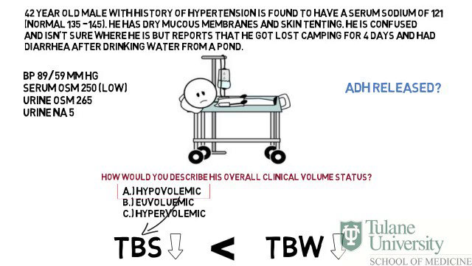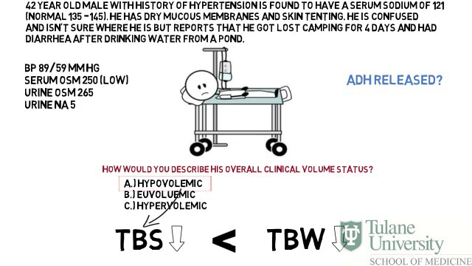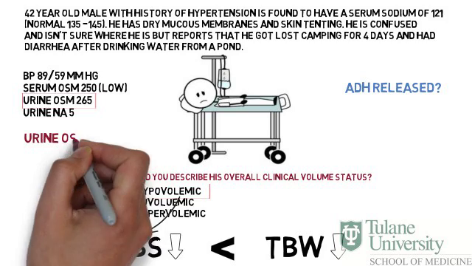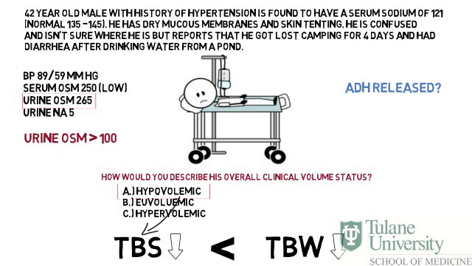The next question is, is ADH released again? Let's look at his urine osms. It's 265. We said before that anytime the urine osms are greater than 100, we can assume that ADH is being released, and the patient is able to concentrate his urine in order to reabsorb sodium and water.